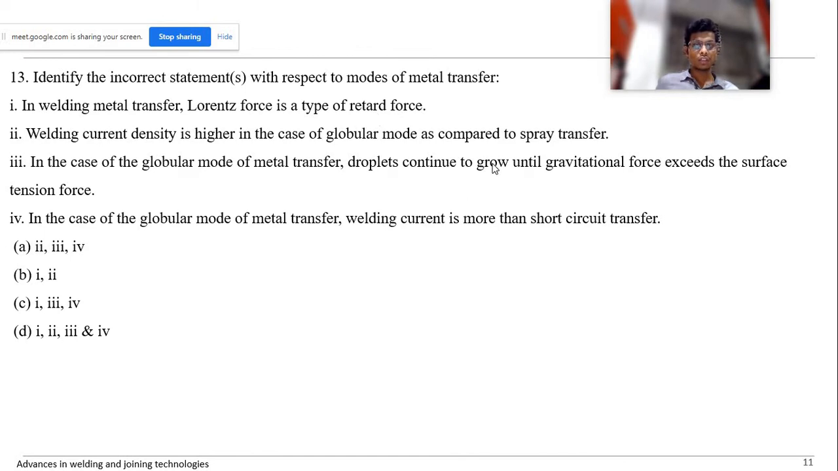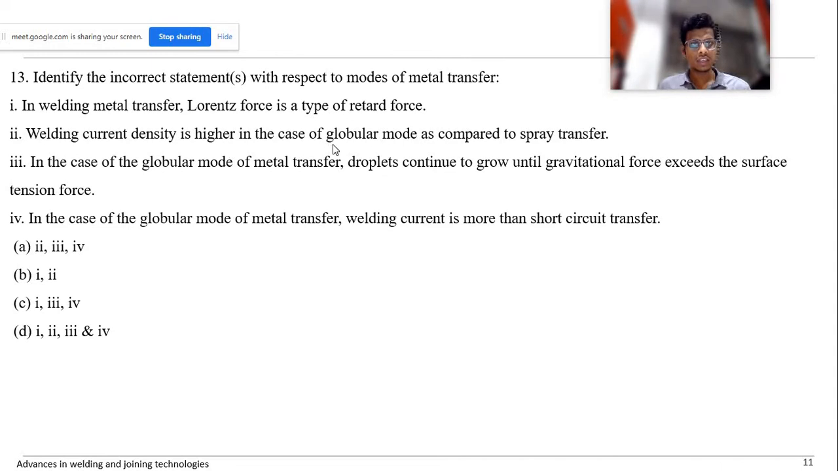Surface tension is the retarding force. That is the attaching force, which won't allow the droplet to detach from the metal. But Lorentz force, the electromagnetic force, is the detaching force. So this option is wrong. Someone has told B. Okay, let me check. Yeah, I think that is correct only.